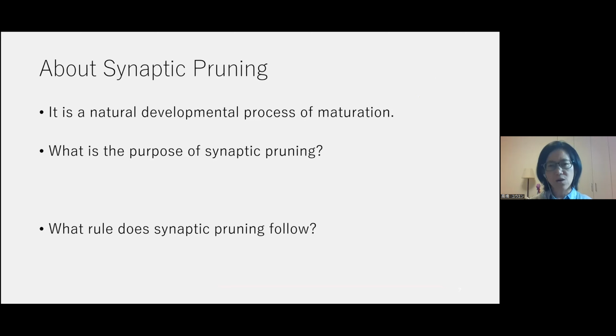But why would our body, why would our brain do this? Wouldn't more be better? Just having a lot of synapses, a lot of pathways, a lot of connections, wouldn't that be the best for human as a species? So what is the purpose of synaptic pruning?